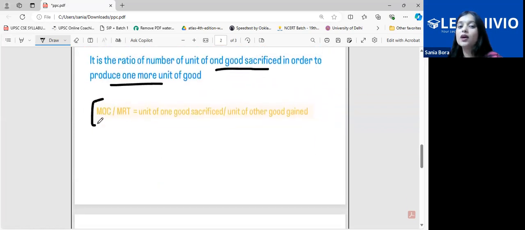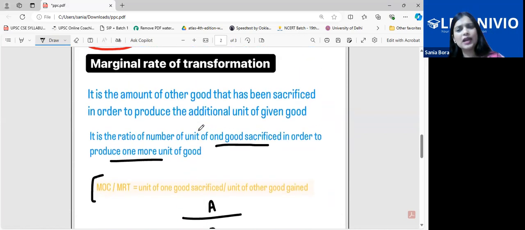There is a formula: unit of one good sacrificed, the one which you are sacrificing. So over here you sacrifice, for example, company A, and what you gain, you get company B. So this is the formula. Later we will do one numerical, then I will get to know, but right now we are doing only two. Clear? So opportunity cost is clear, marginal rate is clear.